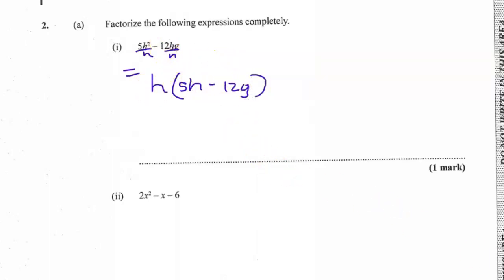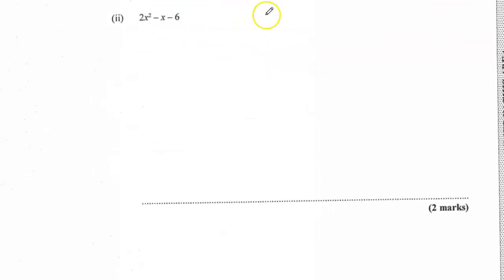Next, we have a quadratic expression here to factorize. So let's find AC. AC is 2 times minus 6, which is minus 12. Let's record all the pairs of numbers that multiply to give 12. Now 12 times 1, 6 times 2, and 3 times 4. Now we need the two values where you either add or subtract to get the middle term, which is minus 1. So of course it would be 3 minus 4.